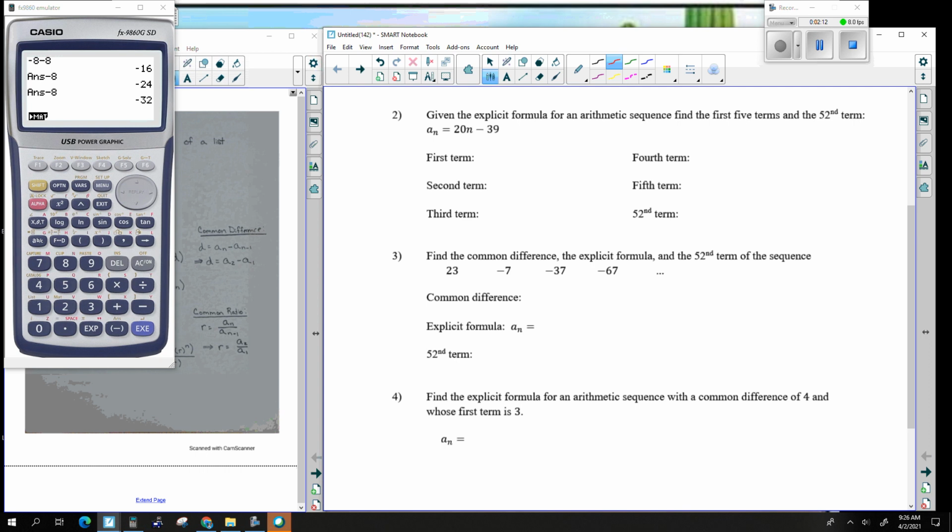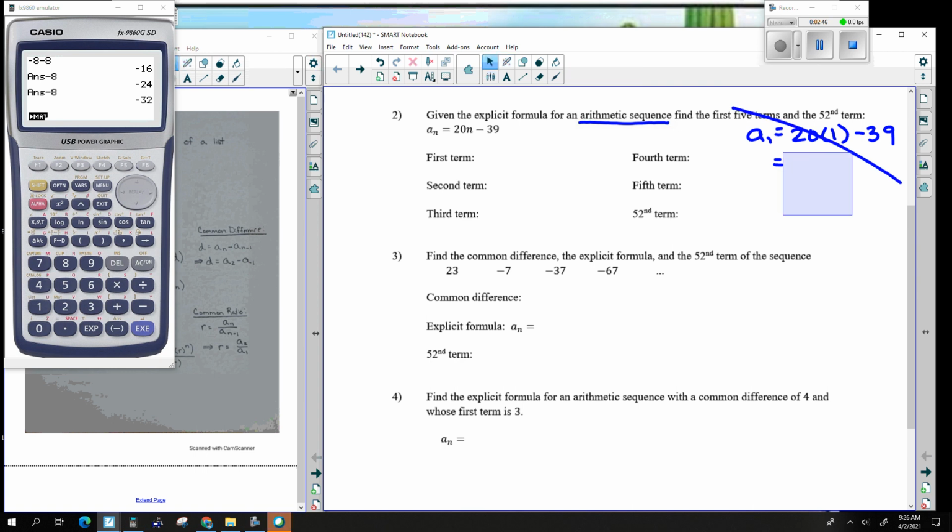Given the explicit formula, find the first 5 and the 52nd. Okay, so they did all the hard work for us. All we have to do is just figure out what this is and how to get to the next, to the next, to the next. Okay, this is arithmetic. So that means there's going to be a common difference. So the first number, A1, is when I make this n 1. So that's 20 times 1 minus 39.